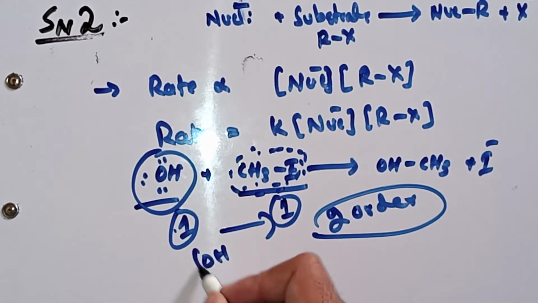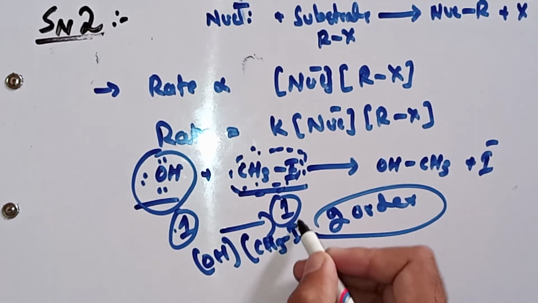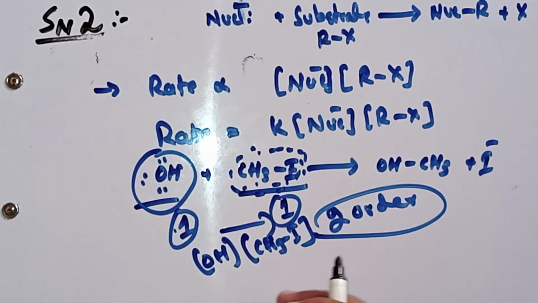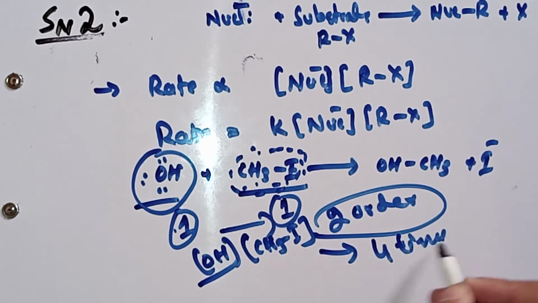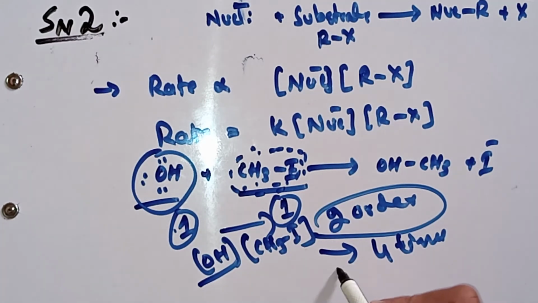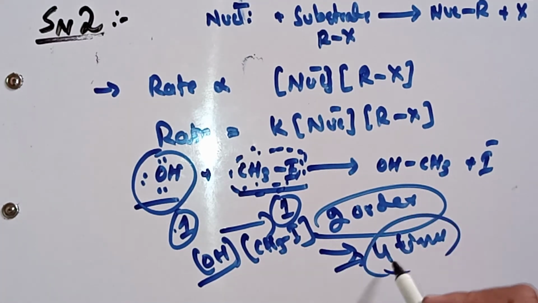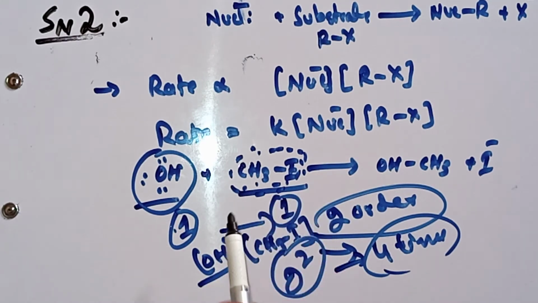When OH increases up to one time and CH3I increases up to one time, so the reaction will become, when the concentration of OH doubles and CH3I doubles, the product will be four times, because this is increased by double and this is increased by double. The rate of the reaction will also be increased by 4 times because 2 to the power 2 is equal to 4. So this means that for this reaction, the SN2 reaction will be a second order reaction. I hope it is clear.